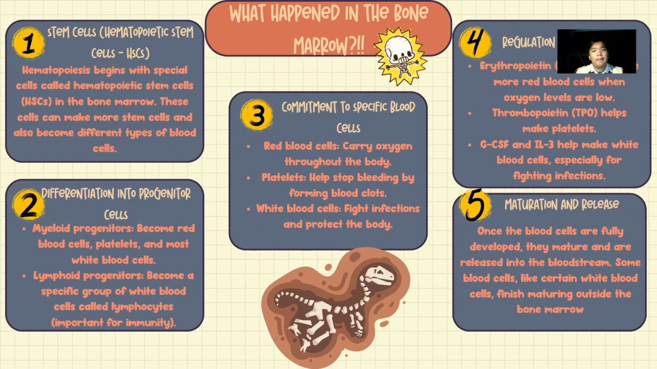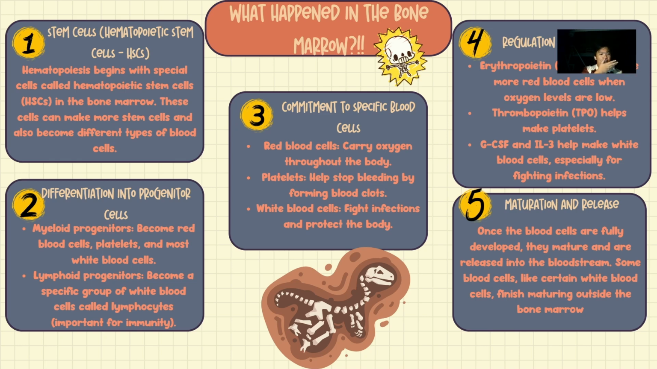So what happens in the bone marrow? First, there are hematopoietic stem cells, or HSC, where hematopoiesis begins with special cells called HSC in the bone marrow. These cells can make more stem cells and become different types of blood cells, where they undergo differentiation.